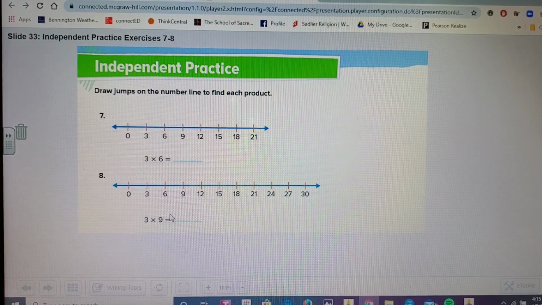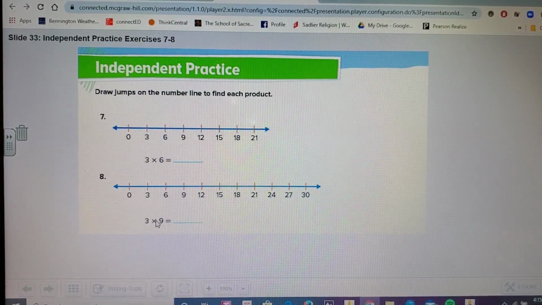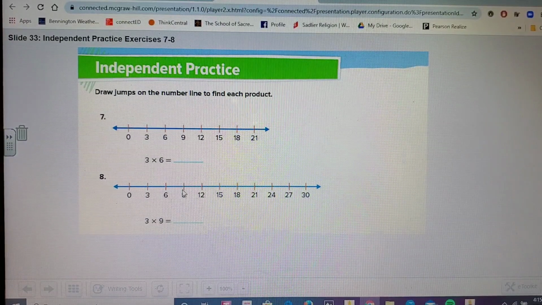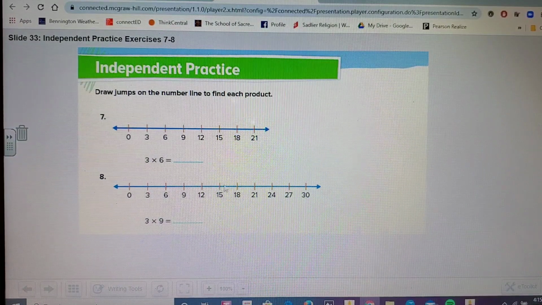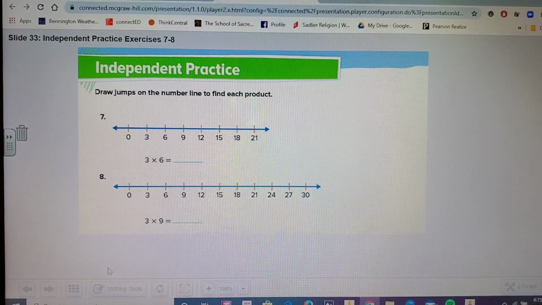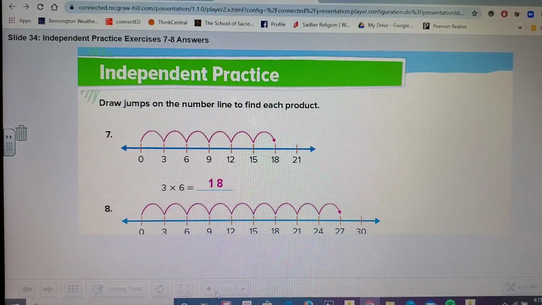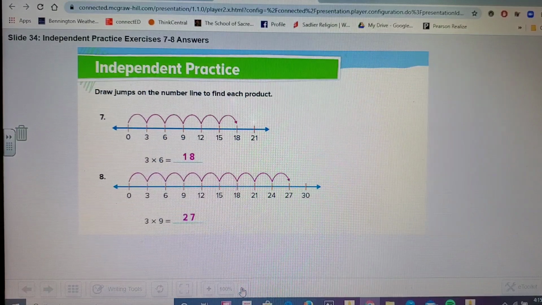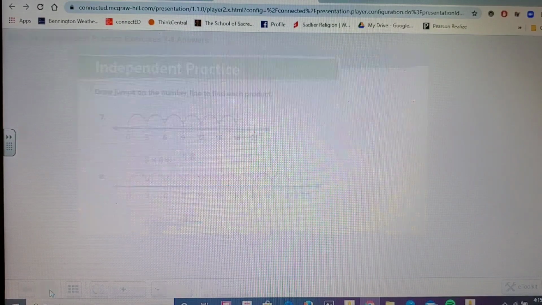Here they have 3 jumps of 9, but they really mean they want you to do 9 jumps of 3. You can sort of tell that also the way the number line is laid out. So we'll make 9 jumps of 3. 1, 2, 3, 4, 5, 6, 7, 8, 9. So 3 times 9 or 9 times 3 would be 27. And here's how they have shown you.